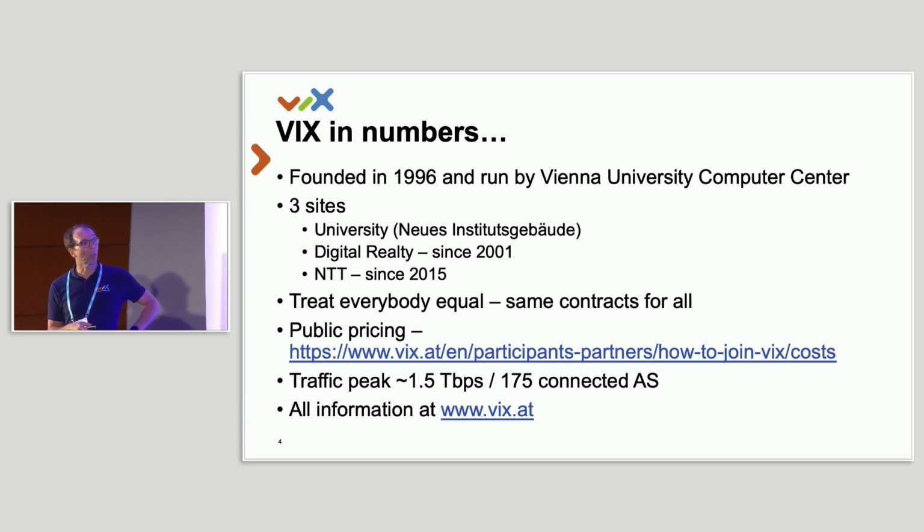And a little bit about the numbers. I don't have a graph of the statistics because you all know that it's around 1.5 terabit, and currently we have 175 connected ASs. There should be all of the information you need about Wix at our webpage. In case not, please grab me later in the coffee break or at the social and tell me about that.